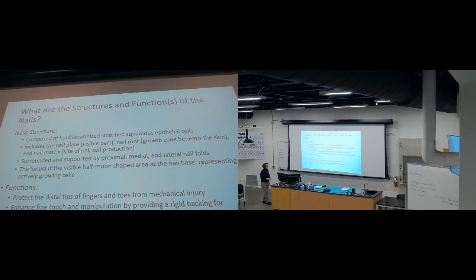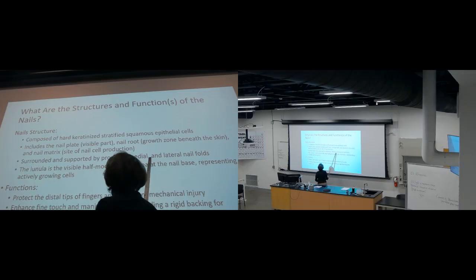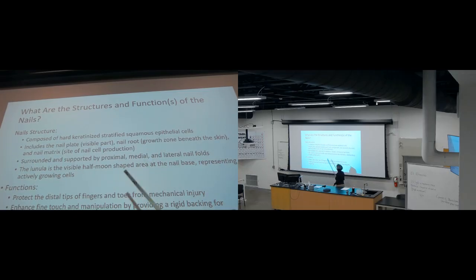And then the foldings next to the plate on the sides will be the lateral folds, and then we have a medial fold and a proximal fold. Sometimes in some of our fingertips, we can see a half-moon-shaped white structure that is called the lunula. That's located next to the base and represents actively growing cells.